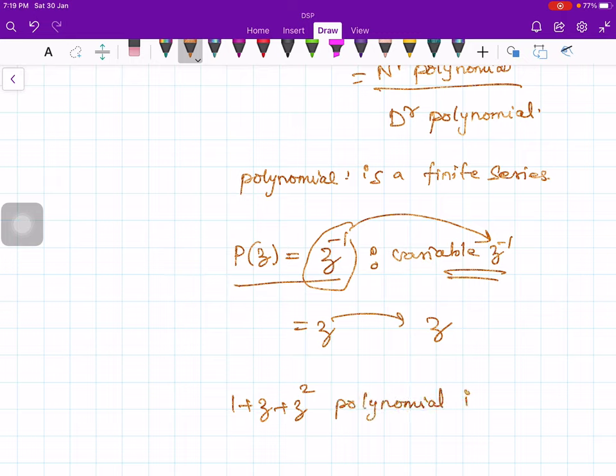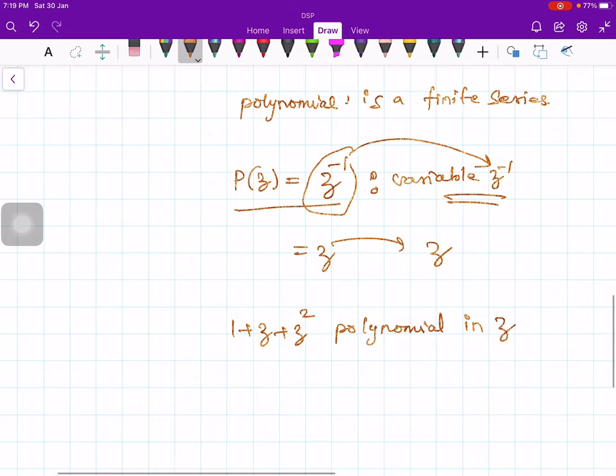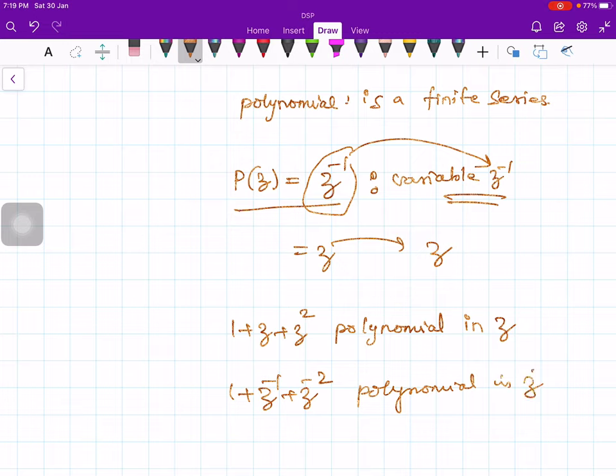Polynomial in z, not in z inverse. In case you write it like this, 1 plus z inverse plus z to the minus 2, then this is a polynomial in z inverse. Therefore, this is not a polynomial in z, but it is a polynomial in z inverse.